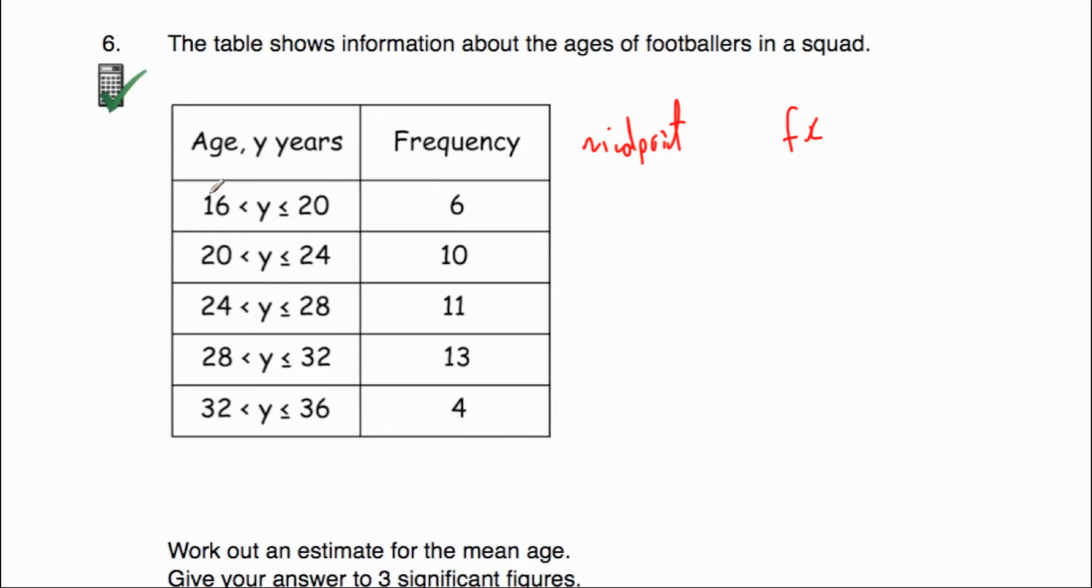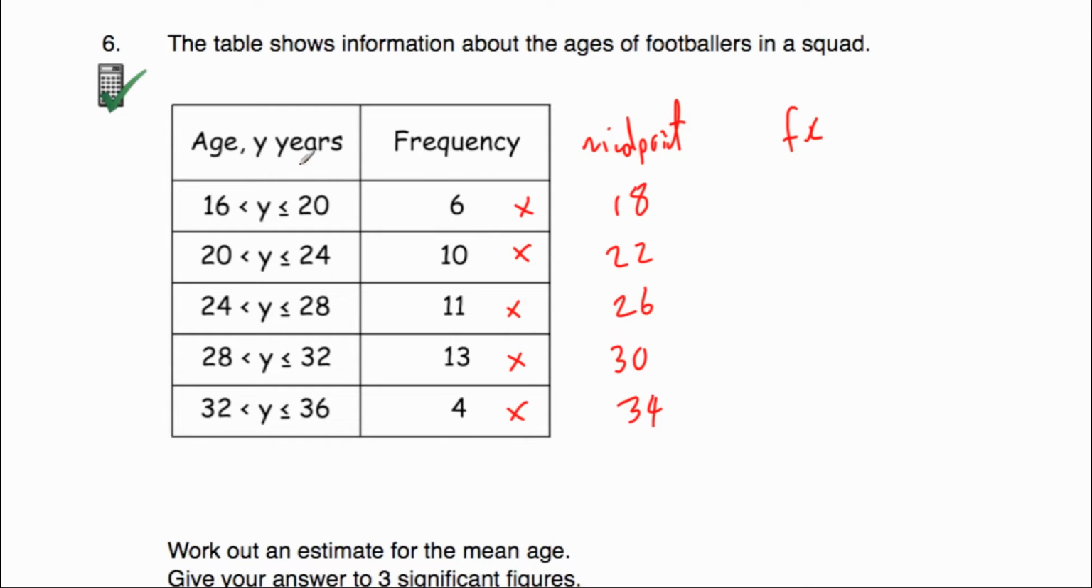So our midpoints, we've got between 16 and 20, our midpoint would be 18. Between 20 and 24, it's going to be 22. Between 24 and 28, that'd be 26. Between 28 and 32, that's going to be 30. And between 32 and 36, that's going to be 34. So we've got our midpoints. Now we need to multiply those by the frequencies to get our fx column.